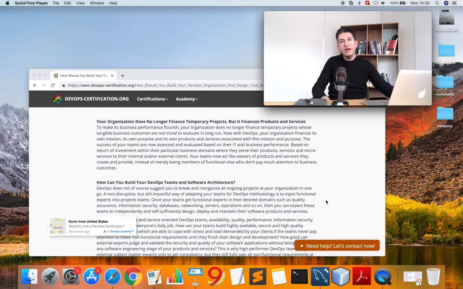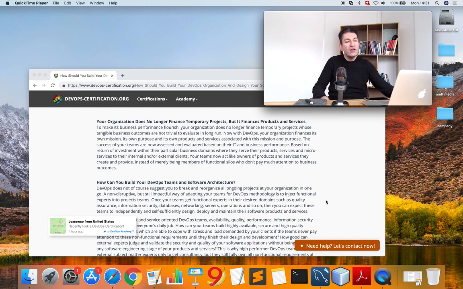And after having said that, the understanding from the organizational side should be that the organization no longer finances temporary projects, but the financing also must be done based on products and services that your organization wants to release. And to make its business performance flourish, your organization no longer finances temporary projects whose tangible business outcomes are not trivial to evaluate in the long run.